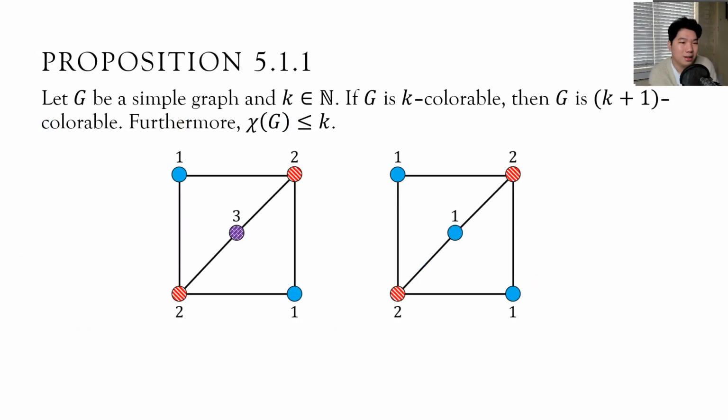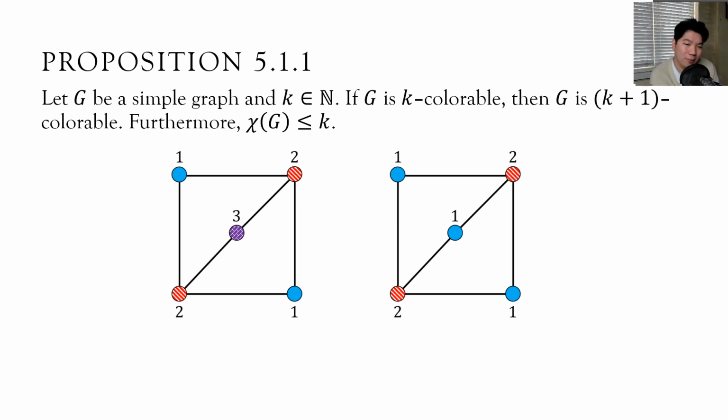So the first proposition here is: let G be a simple graph and K be some natural number. If G is K colorable, meaning if I can use K colors on my graph and still get a proper coloring, then I should be able to also use K plus 1 colors to get a proper coloring. Furthermore, the chromatic number of G must be at most K.